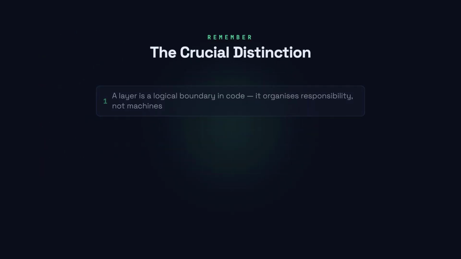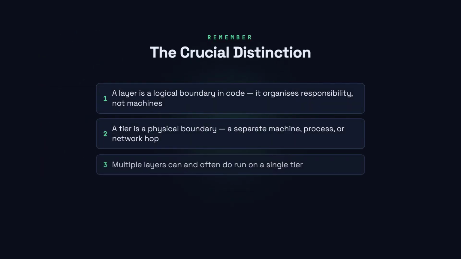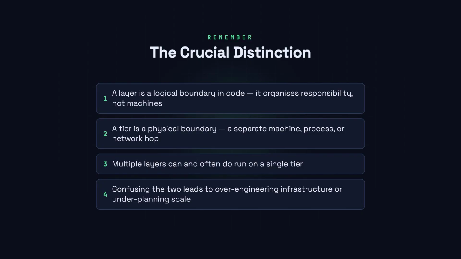To close, a layer is about how you structure your code, and a tier is about where that code runs. These are orthogonal ideas. You can have three well-defined layers, all running on one machine, or those same three layers, each deployed on their own server cluster. Always use layers for clarity. Add tiers only when your scaling, security, or team boundaries genuinely demand it.